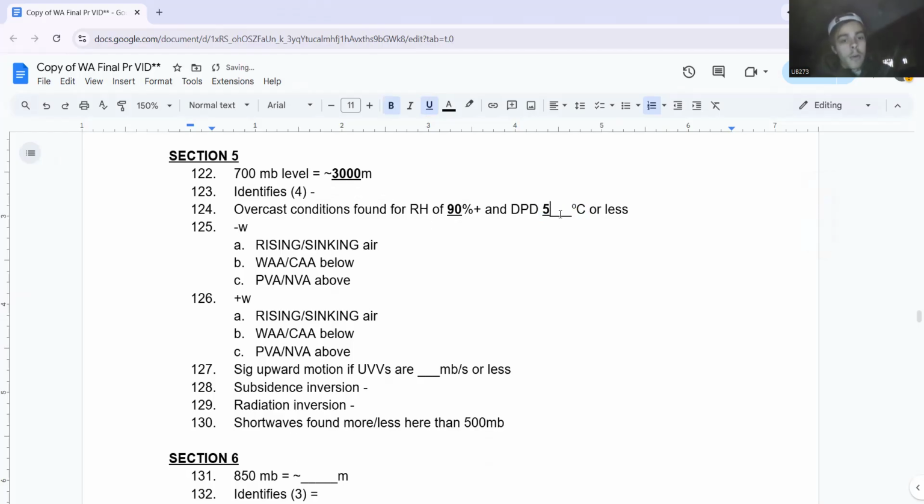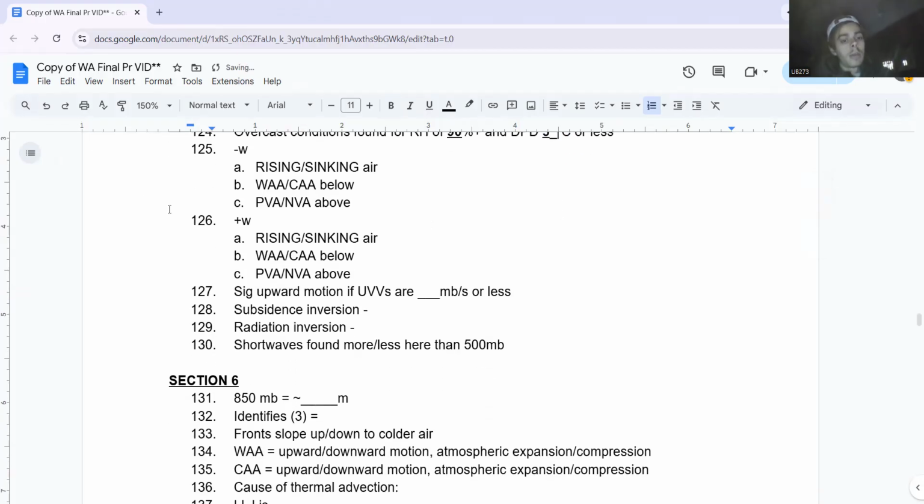All right, negative omega, what things are associated with it and with positive omega? I know that's a W, but I just hate Greek letters and I didn't feel like typing it. Negative omega, negative vertical velocity. What does that mean? Rising or sinking air? Rise.